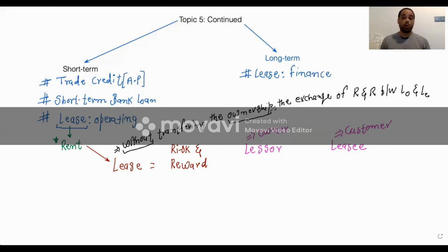Now, what does it mean, exchange of risk and reward? This exchange of risk and reward will differentiate operating lease from finance lease. With the help of the difference between operating and finance lease, we will understand what is the meaning of exchange. All right, so now let's find out the difference between operating lease and finance lease. So, operating lease.